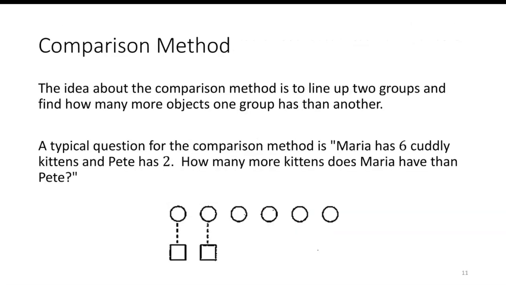The third method is the comparison method. The idea about the comparison method is to line up 2 groups and find out how many more objects are in one group than the other. A typical question for the comparison method is that Maria has 6 cuddly kittens and Pete has 2. How many more kittens does Maria have than Pete? If you line them up, you can see that 2 of them match up, and then Maria has 4 more beyond that.